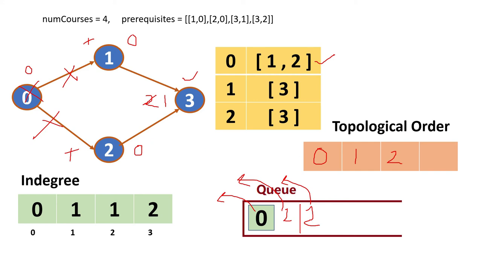And then what is the neighbor of 2? That is also 3. So for 2, we have to reduce the in degree value of its neighbor by 1. So now 1 will become 0. So what is the new node which has in degree value as 0? That is 3. So we have to put 3 inside the queue.